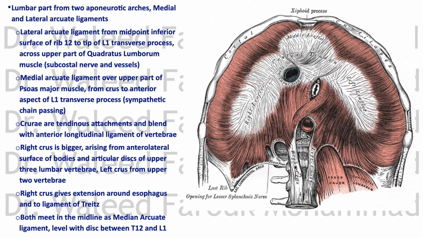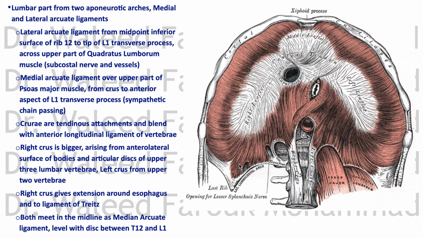It's longer. It sends extensions around the esophageal opening, and shares in the formation of the ligament of Treitz. We will study this with the small intestine when we study the duodenum in the abdomen. Okay, and the opening is between T12 and L1. So this is actually the lumbar origin, the arcuate ligaments, the three of them, and the crura.